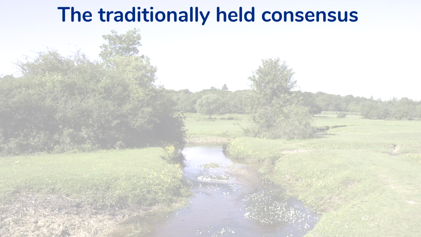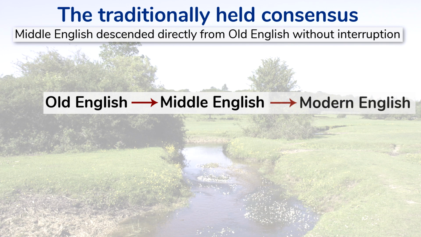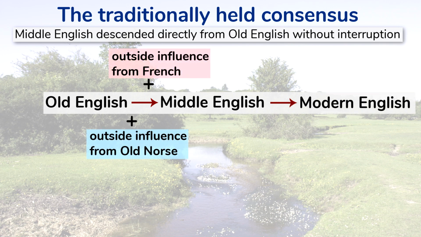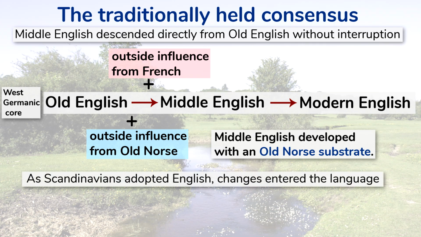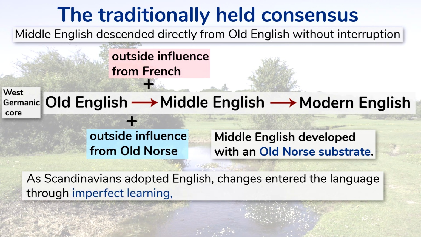The traditionally held consensus is that Middle English descended directly from Old English without interruption, and that outside influence from Old Norse did not change the West Germanic core of the language. In this traditional view, Middle English developed with an Old Norse substrate. This means that as Scandinavians adopted English, changes entered the language through imperfect learning on their part, or borrowing from Old Norse on the part of English speakers.